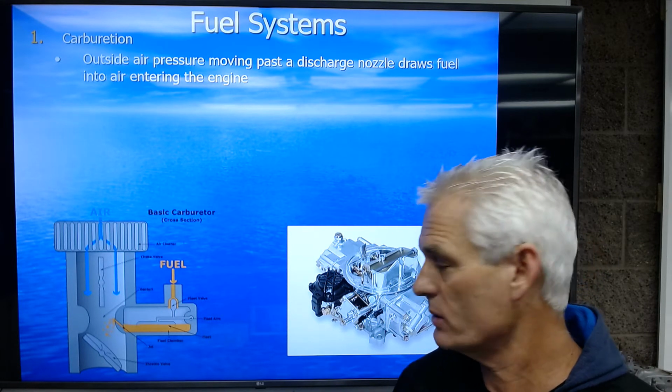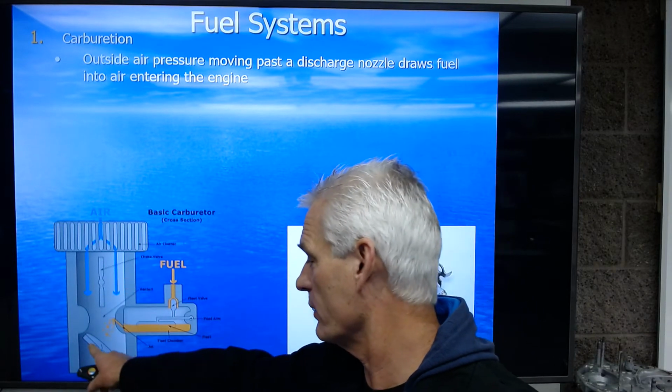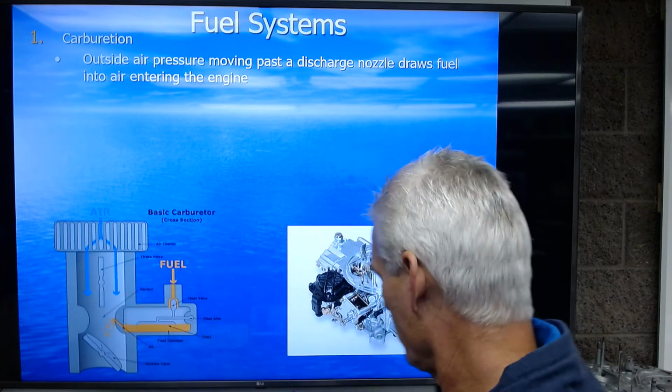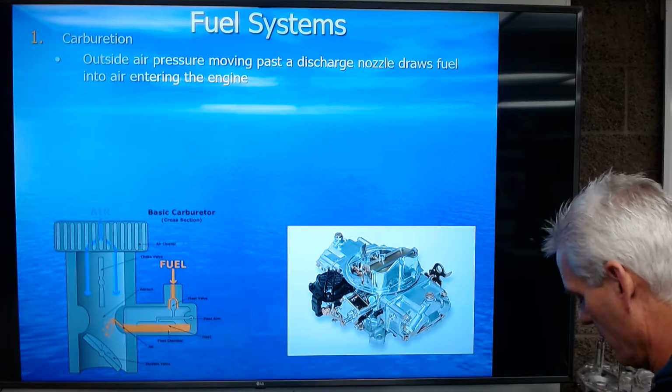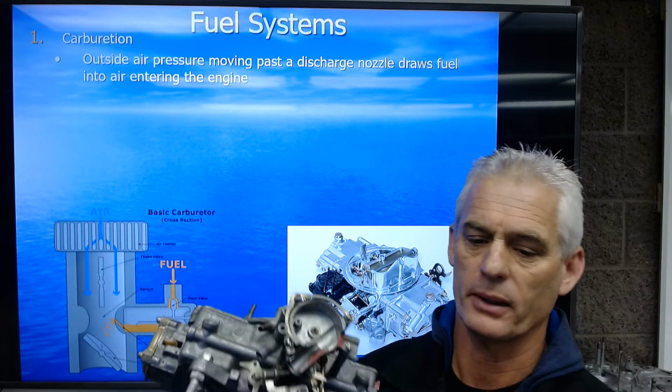As you look, and this is a real basic, simple single barrel carburetor, that throttle plate would be controlled by your foot. This is called a choke plate. We won't worry about it for the moment. Here's a 4-barrel carburetor right here. Here's one I have in my hands right here.